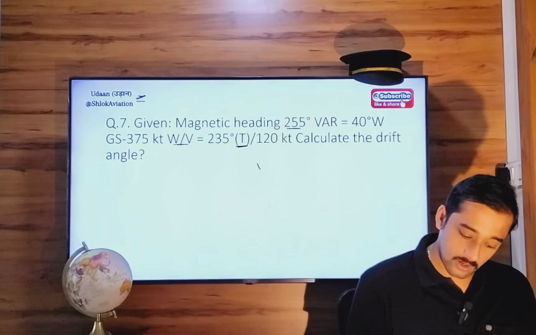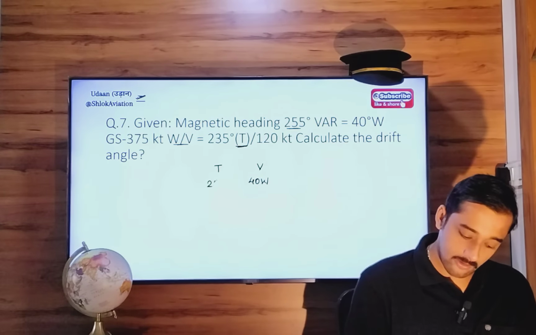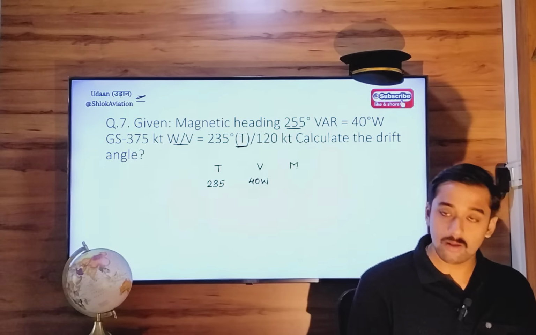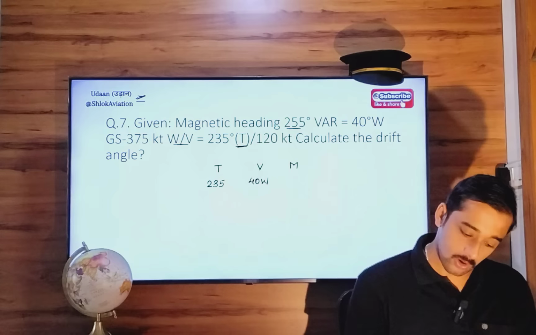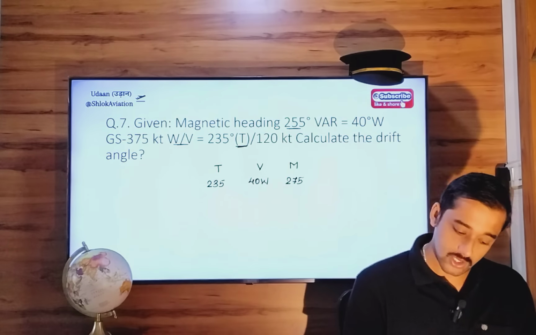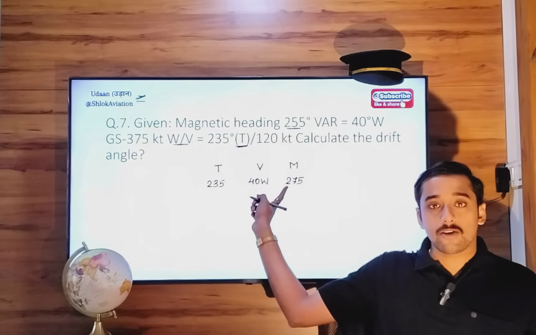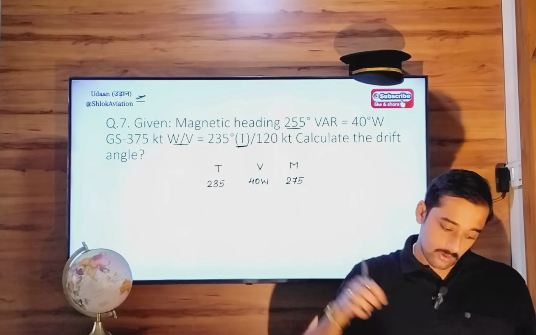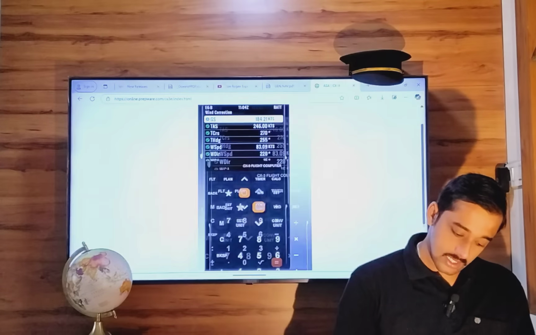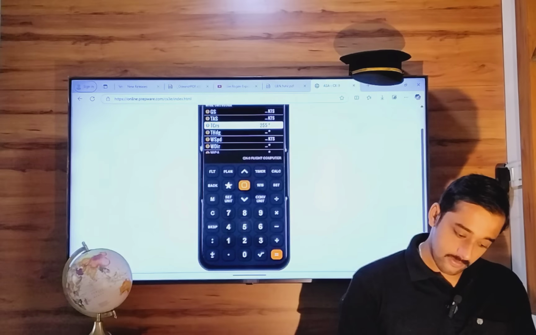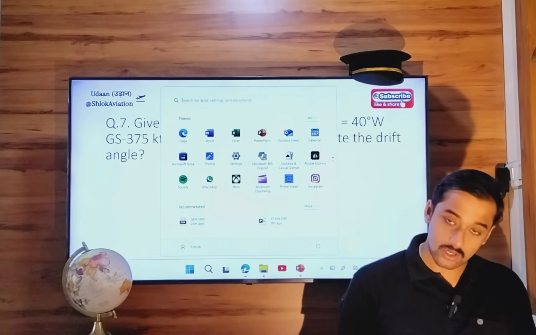The variation is 40 degree west. True direction is 235. So magnetic will be how much? Variation west, magnetic is best. So 235 plus 40 is 275. So you will write in the CH3 winds coming from 275 degree at 120 knots. So magnetic heading is 255. Winds 275 at 120.